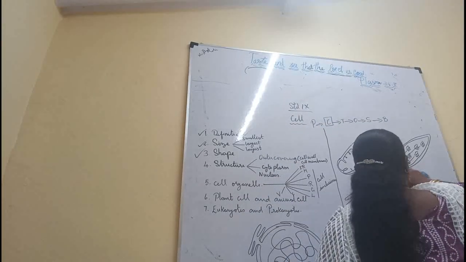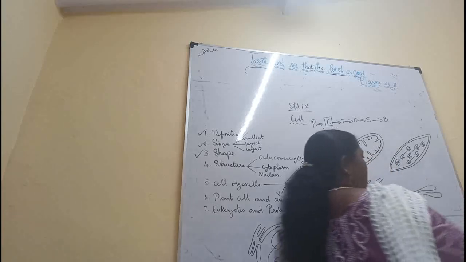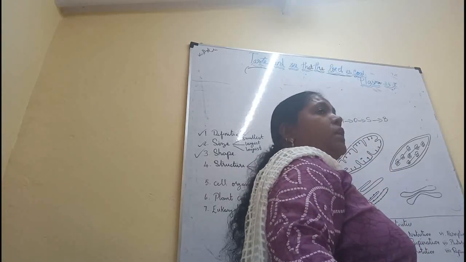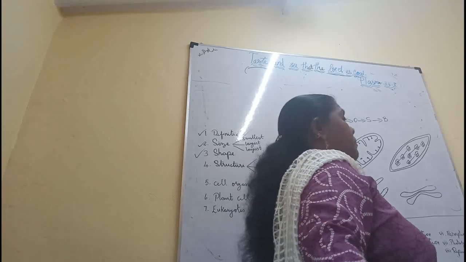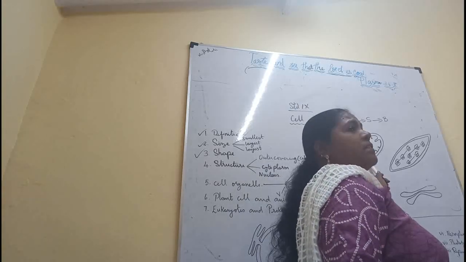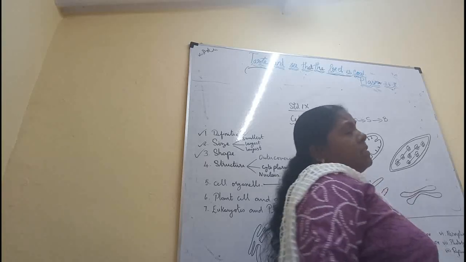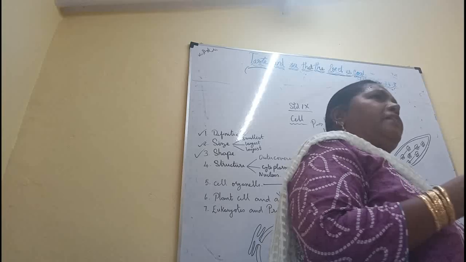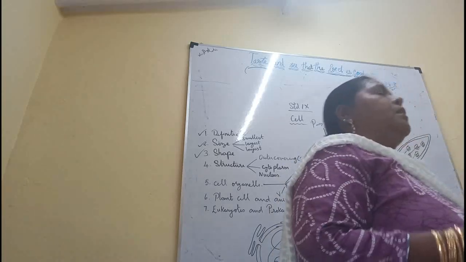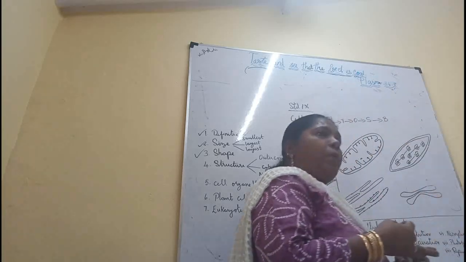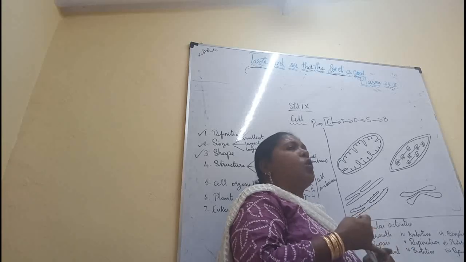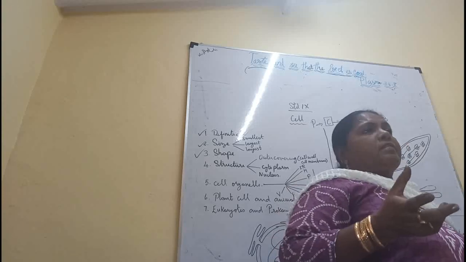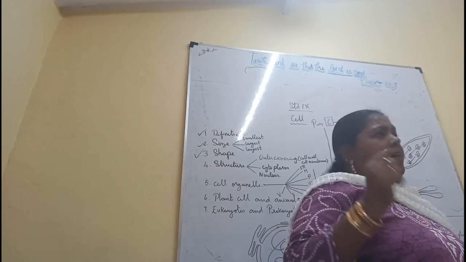The next comes plastids. Endoplasmic reticulum is present in both animal cell and plant cell, and mitochondria are present in both plant cell and animal cell. Plastids are present only in plant cell. They are of three types: chloroplast, chromoplast, leucoplast. Chloroplasts are green in color. Leucoplasts are colorless. Chromoplasts are orange or red in color.